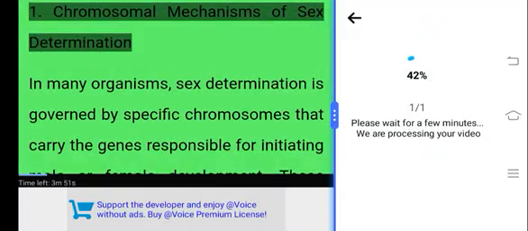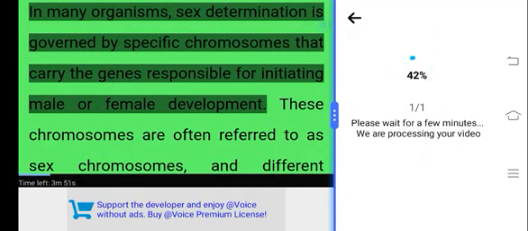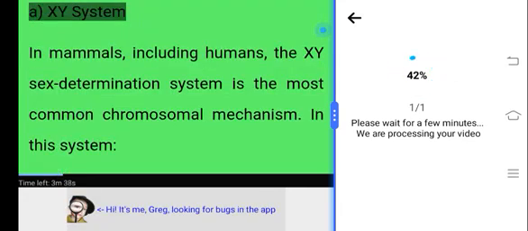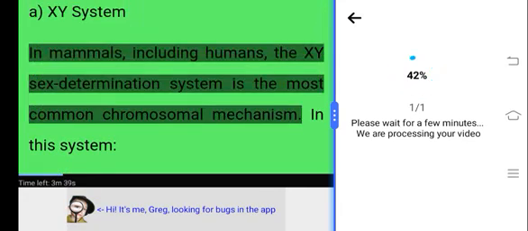Chromosomal mechanisms of sex determination. In many organisms, sex determination is governed by specific chromosomes that carry the genes responsible for initiating male or female development. These chromosomes are often referred to as sex chromosomes, and different species have evolved different systems of sex chromosome determination. A. The XY system. In mammals, including humans, the XY sex determination system is the most common chromosomal mechanism.